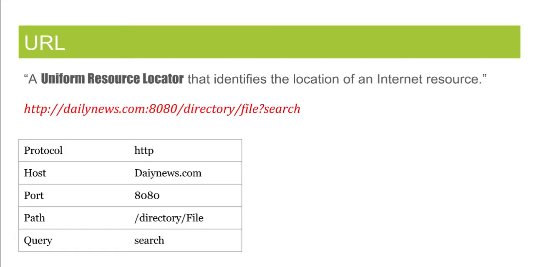So let's talk about the important classes here. First is URL, a uniform resource locator that identifies the location of internet resource. For example, this URL, http://dailynews.com:8080/directory/file?search. So this URL contains many parts. First is protocol. The protocol here is HTTP. It can be FTP or any other protocol, but we typically use HTTP in our network operations.